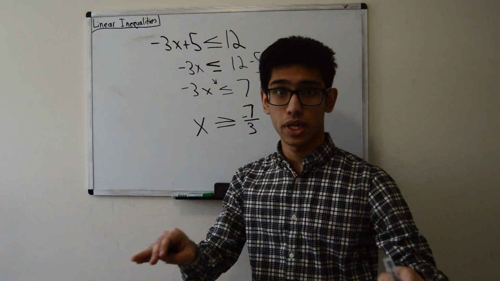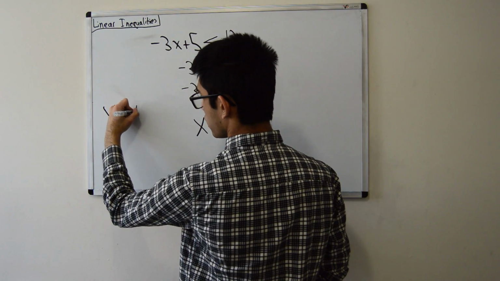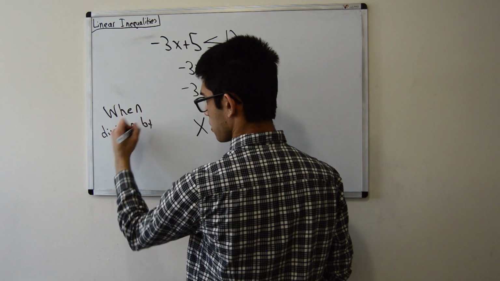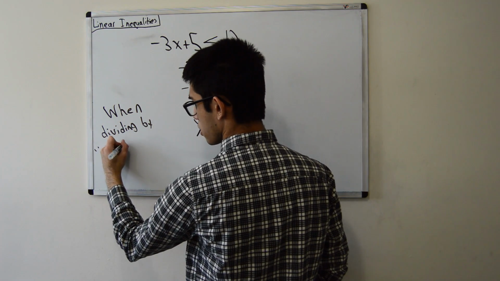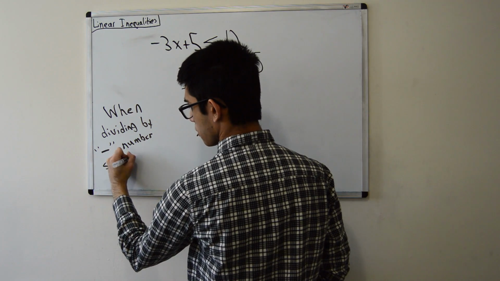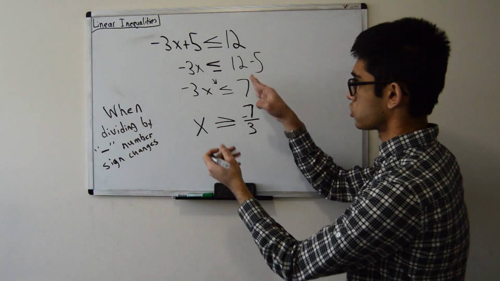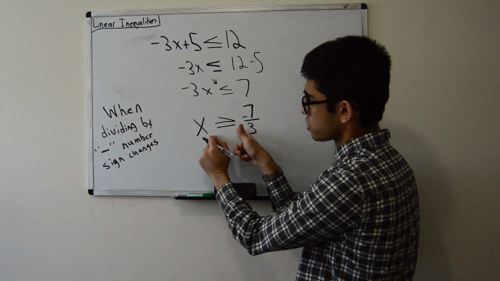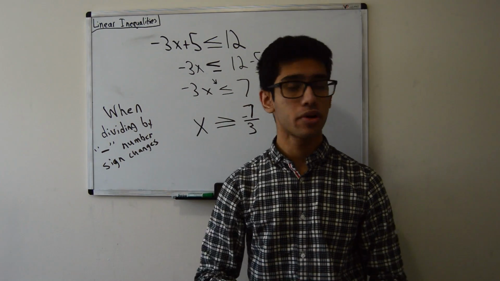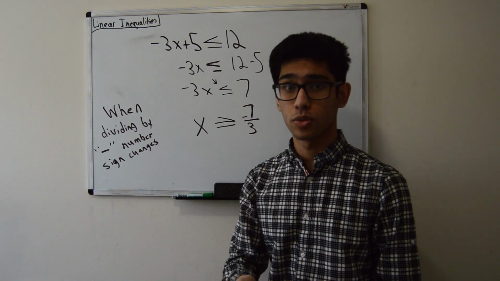The only difference between an equality and an inequality is that when dividing by a negative number, the sign changes. Alright, so I divided by negative 3 to solve this inequality. Well, I had to switch the sign. So whenever you're dividing by a negative number, switch the sign. If you're dividing by a normal number, no need to switch the sign because it's a normal number. But when you're dividing by a negative number, always switch the sign.